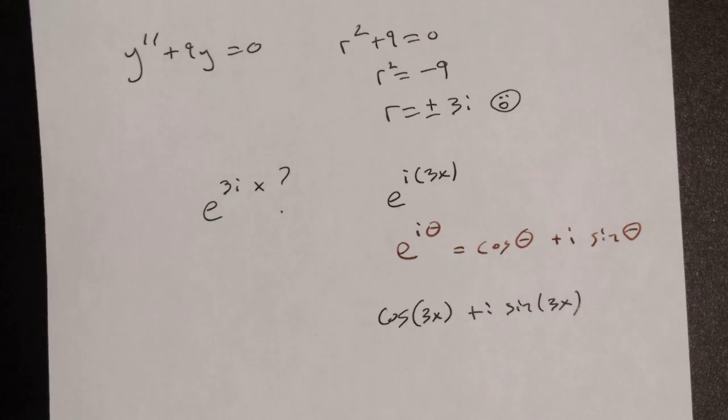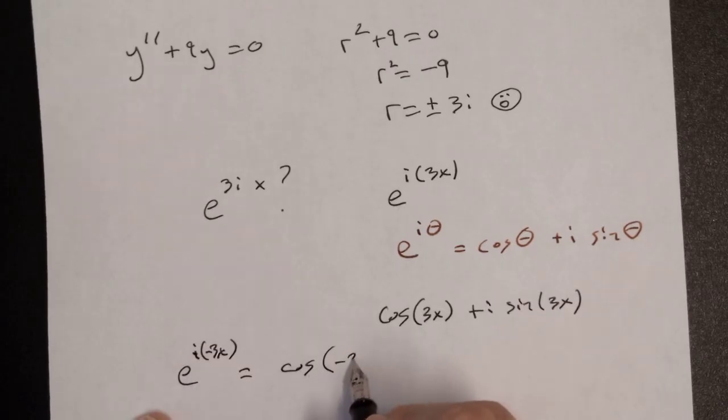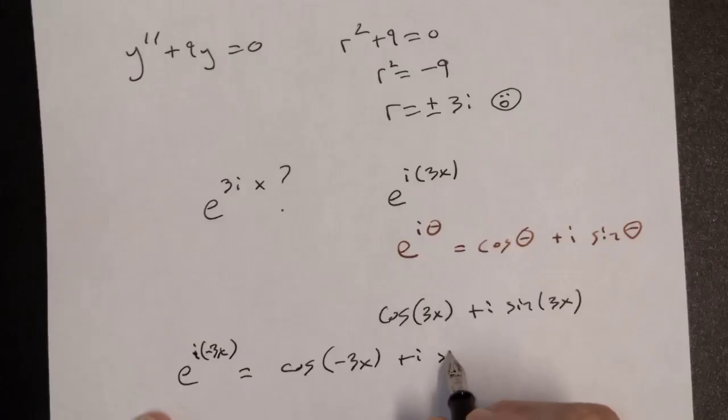That's disgusting. But I'm going to be a nice guy. Because there's another root, right? There's minus 3i. Yes, there's minus 3i. If I do e to the minus 3i x, well, then I get cosine of minus 3x plus i sine of minus 3x.